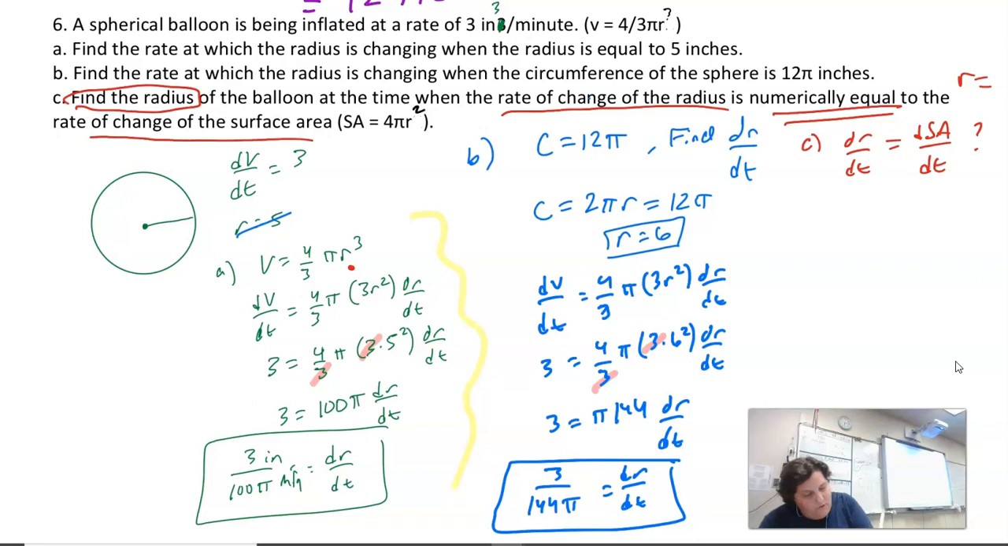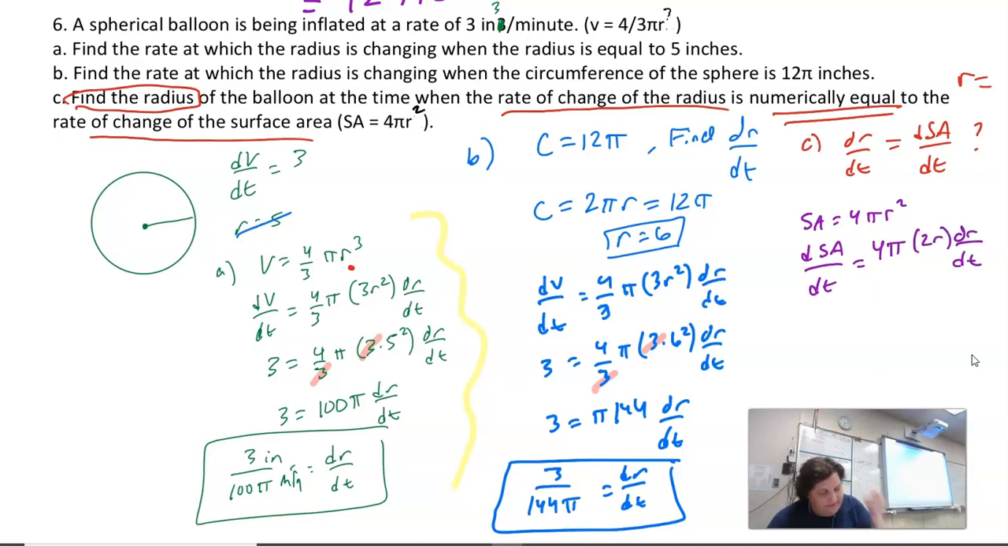All right, so my formula is surface area equals 4 pi r squared. dS/dt is 4 pi times 2r dr/dt. Now, what it told me up here was that the surface area and dr/dt are numerically equal. That and that are numerically equal.